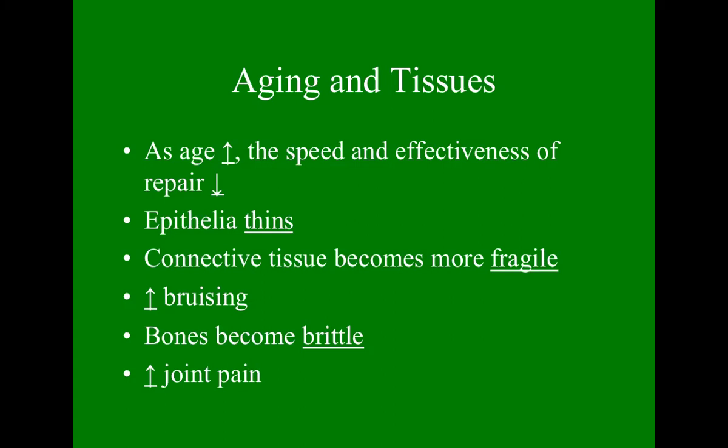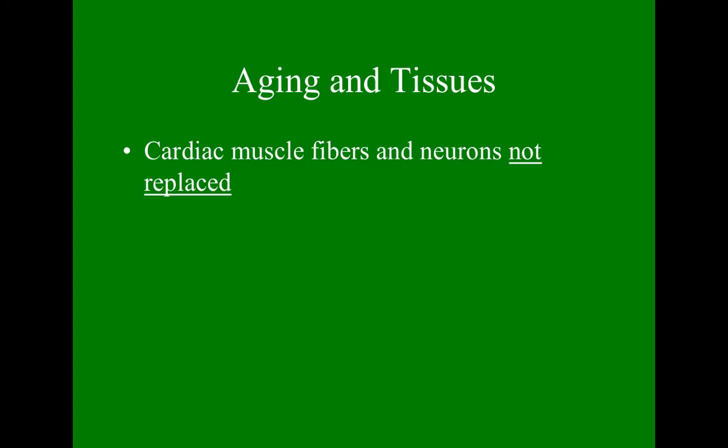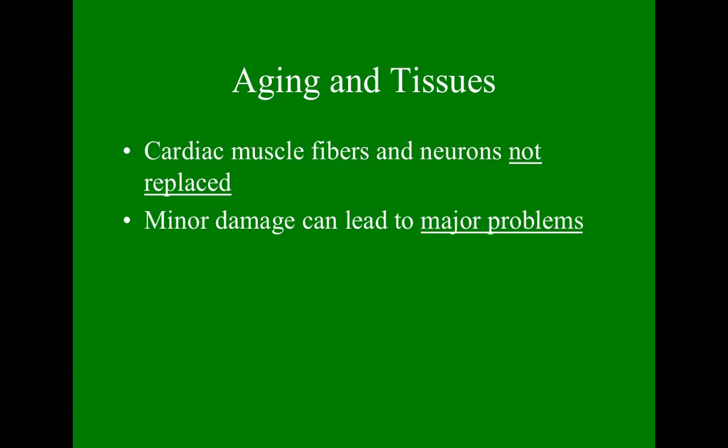In addition, throughout the course of our lifetime, as we damage cardiac muscle fibers and neurons, neither one of those are replaced. So what this means is those cumulative effects, as more continuous damage takes place, mean that at a certain point, we reach a point of major damage with a minor problem. Basically, something that may be very minor actually leads to a very big disruption in homeostasis because of the cumulative effects over time.